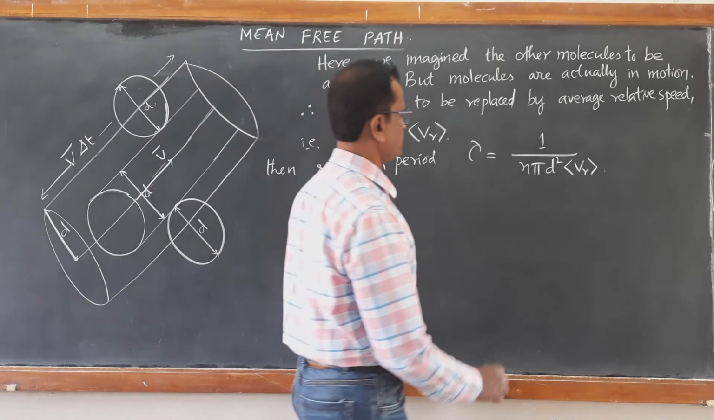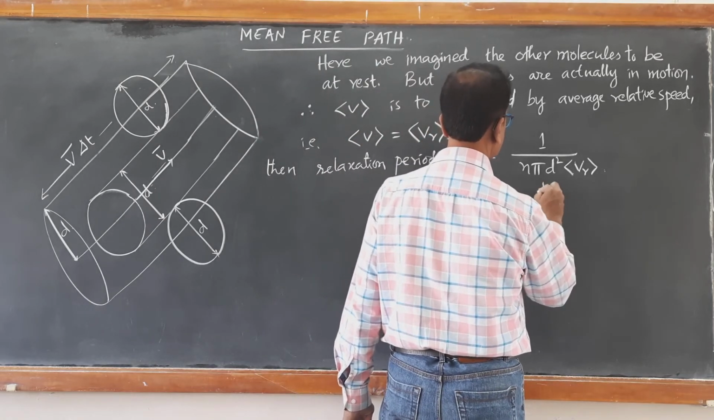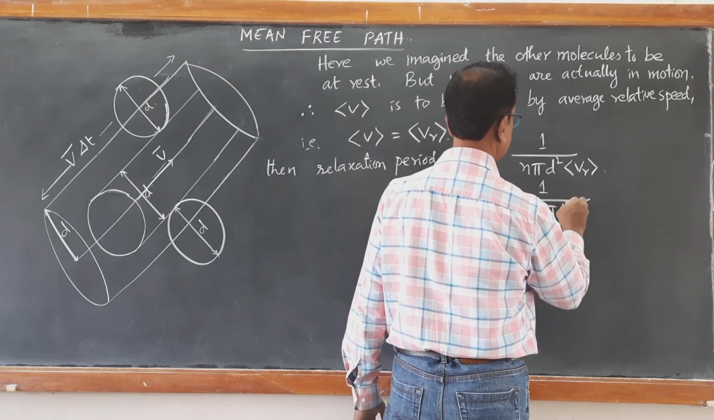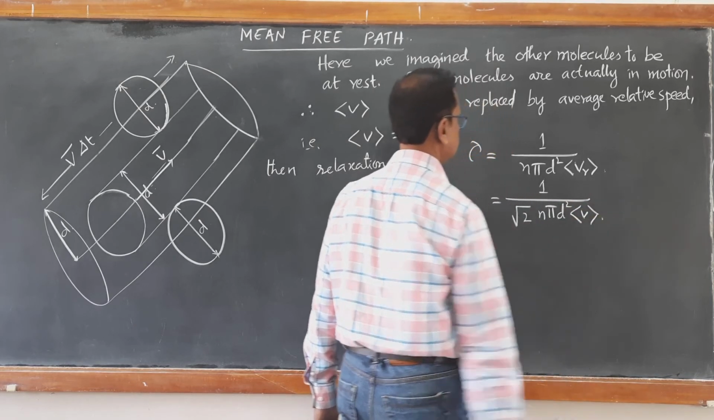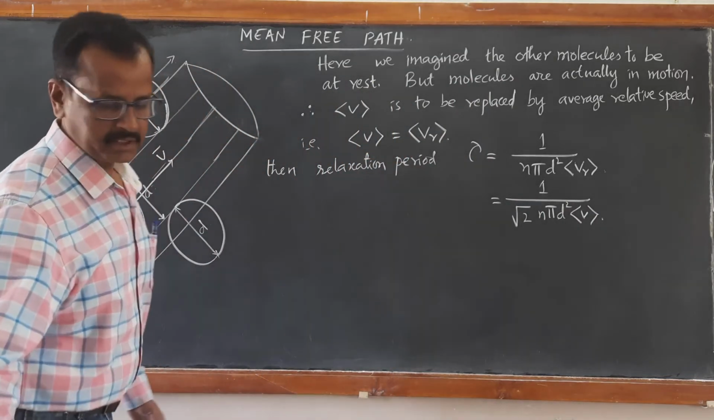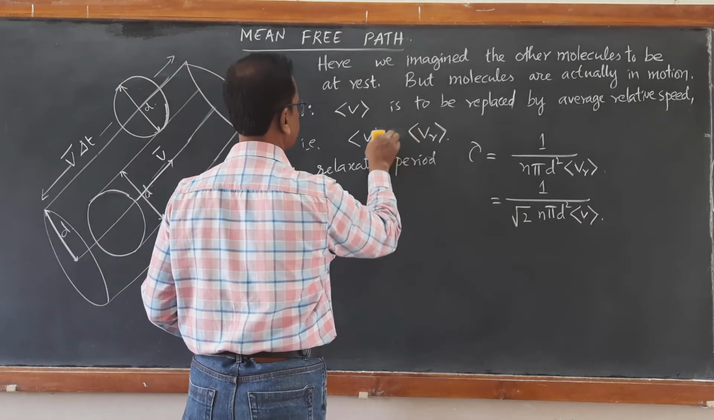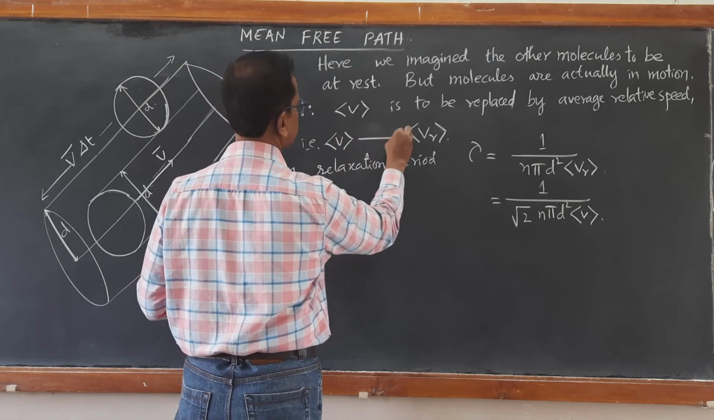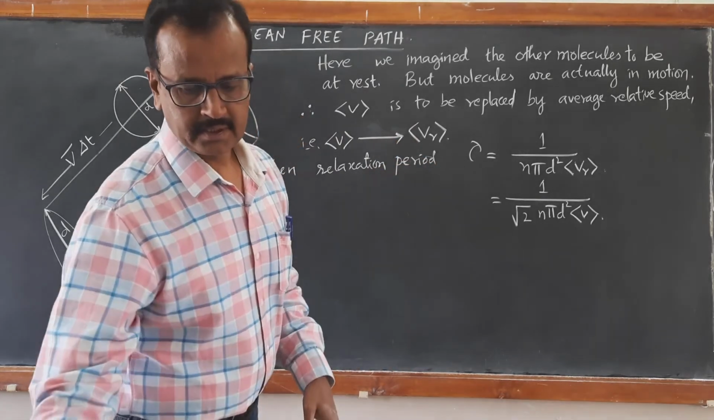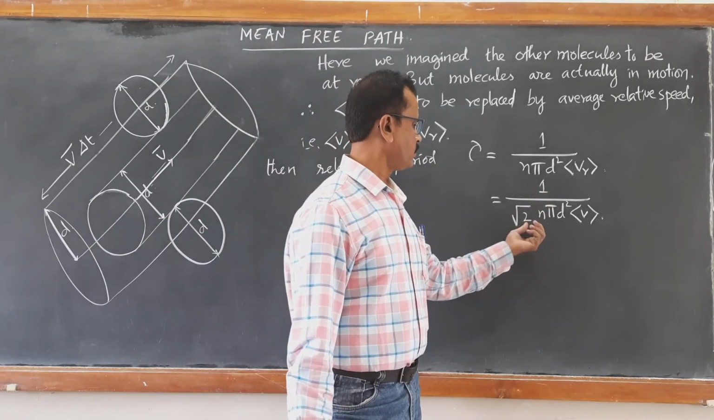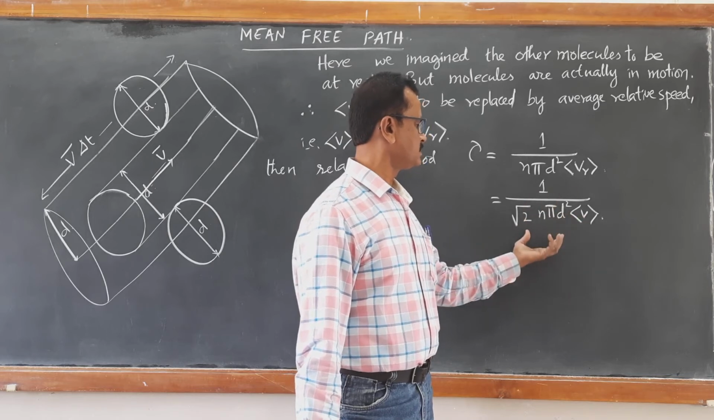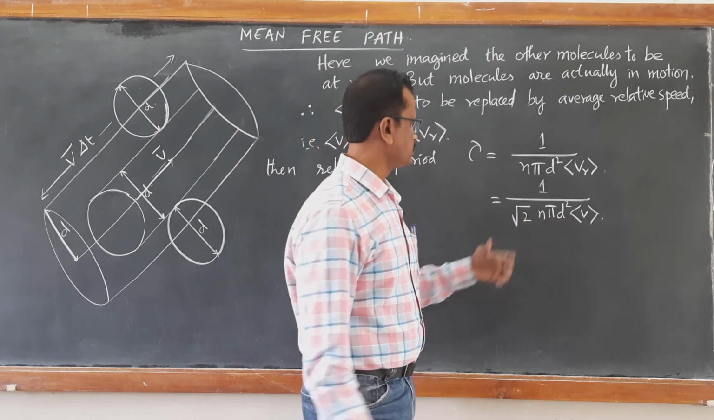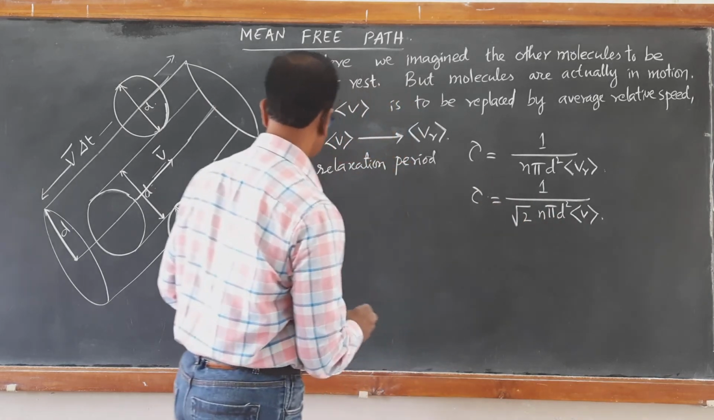This VR is found to be equal to 1 upon root 2 times n pi d square V. Means V has to be replaced by VR, and this VR is found to be 1 upon root 2 times n pi d square V. This is a calculated value. So you can say this is the correction.